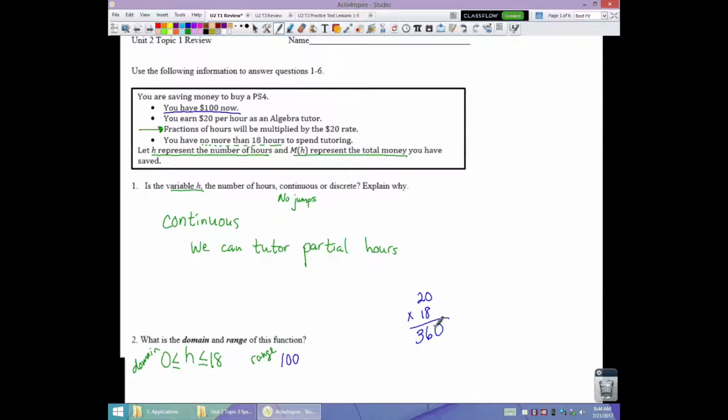However, I already have that $100 too, so I have to add that onto it. So that means 460 is the most I could have at the end of this tutoring session. This is the range, so we're talking about M of H. And yes, we can actually have $100 if we don't tutor at all. And we can actually earn exactly 460 if we tutor the maximum amount of hours.